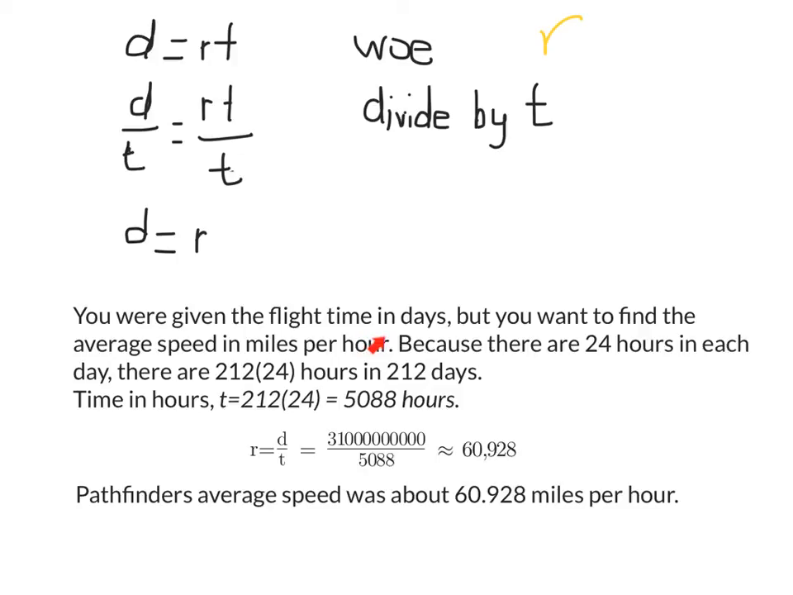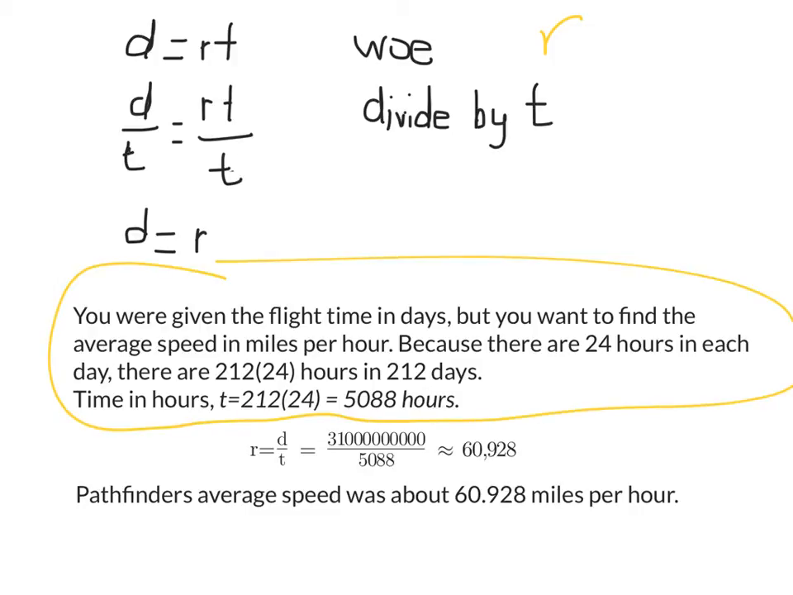So let's say you were given the flight time in days, but you want to find the average speed in miles per hour. Because there are 24 hours in each day, there are 212 times 24 hours in 212 days. So time in hours would be 212 times 24, which equals 5,088 hours. So we can use this information from this paragraph to substitute into this formula right here.